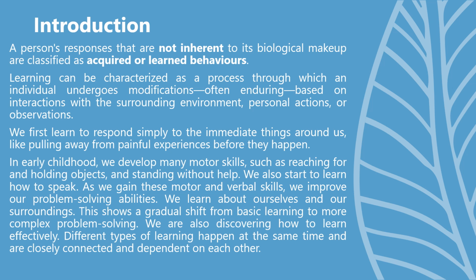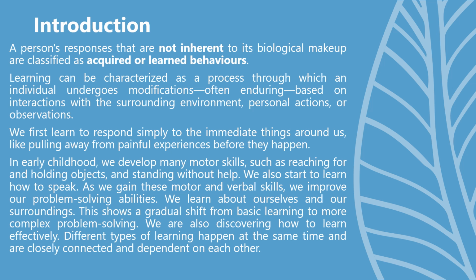In the initial phase of life, we first learn to respond simply to the immediate things around us, like pulling away from painful experiences before they happen. In early childhood, we develop many motor skills such as reaching for and holding objects and standing without help. We also start to learn how to speak. As we gain these motor and verbal skills, we improve our problem solving abilities also. We learn about ourselves and our surroundings.